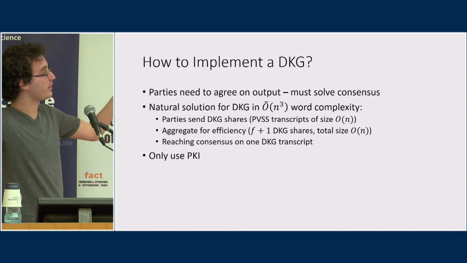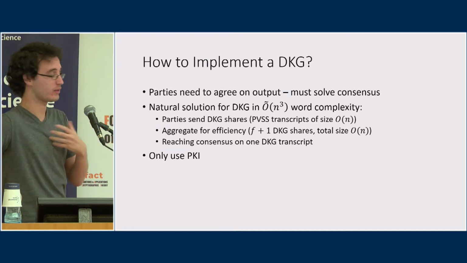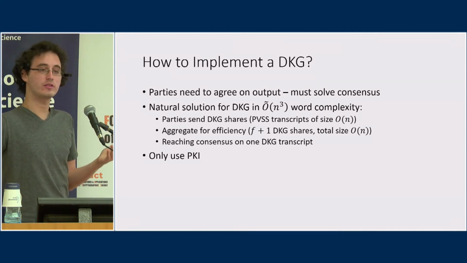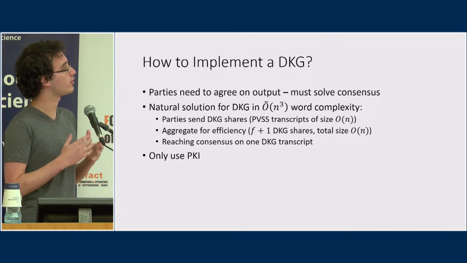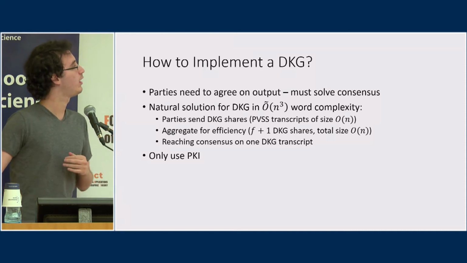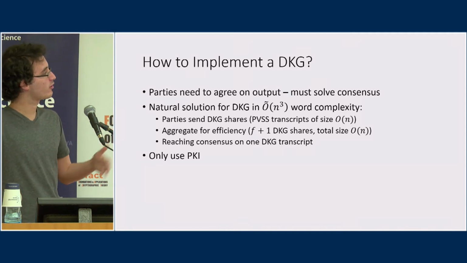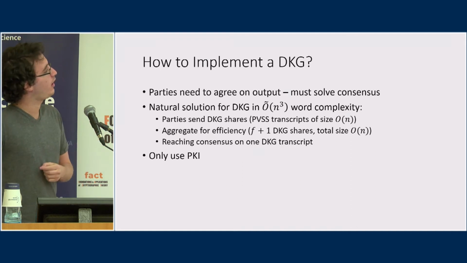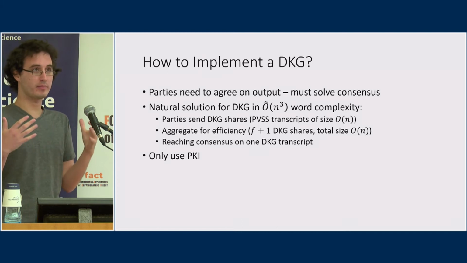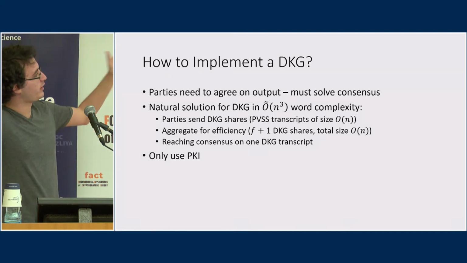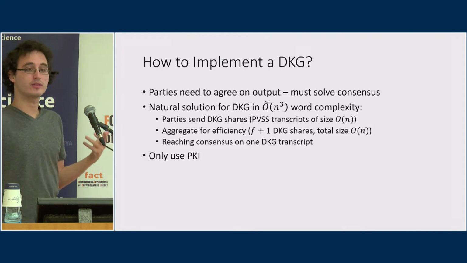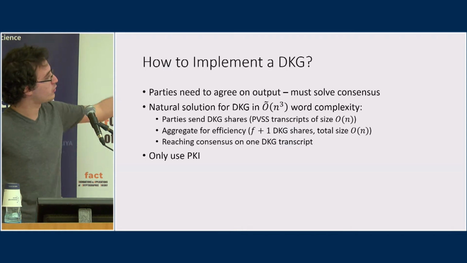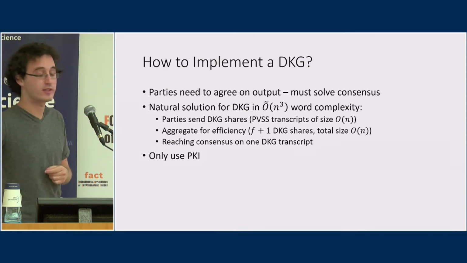And with this intuition, the natural solution, at least for me, is to do the following. First, we send DKG shares. Those are PVSS transcripts, which are of size order n. Then each party aggregates at least f plus 1 shares. As we said before, we need at least 1 share from a non-faulty party. And then the transcript ends up being of size order n. We did these two parts. Each party now is supposed to have some transcript, and the next step is just agreeing on which one to choose. So the final step is reaching consensus on one DKG transcript.